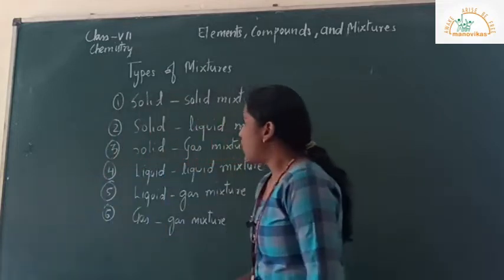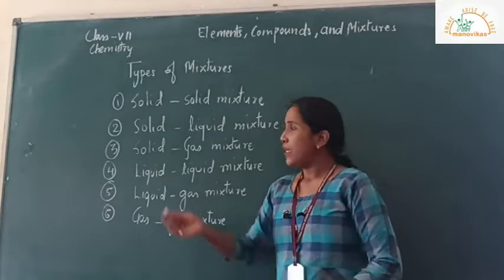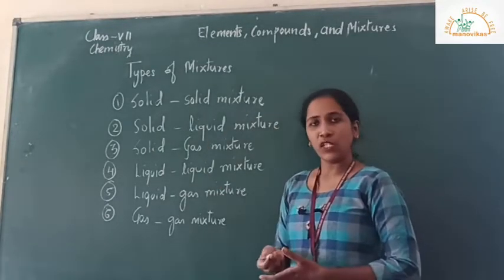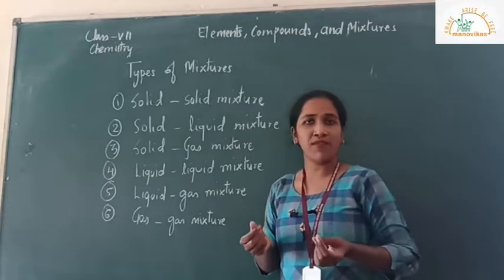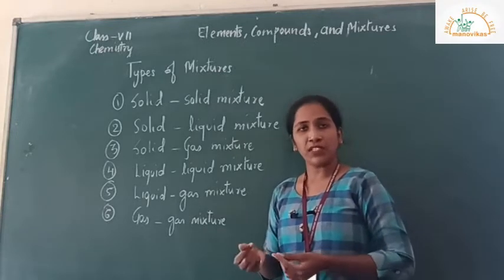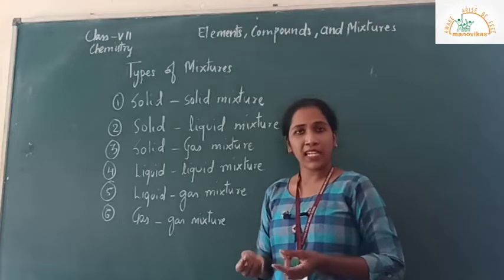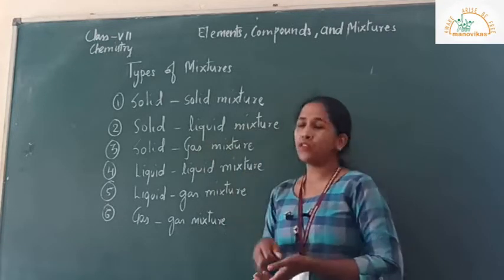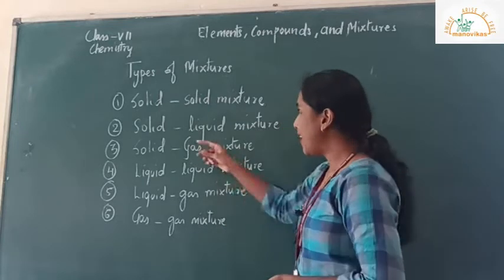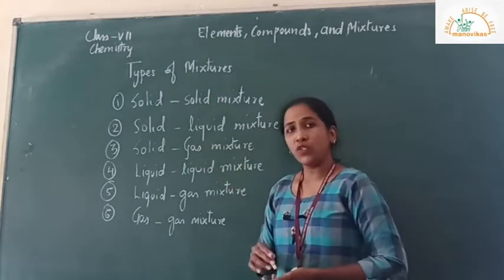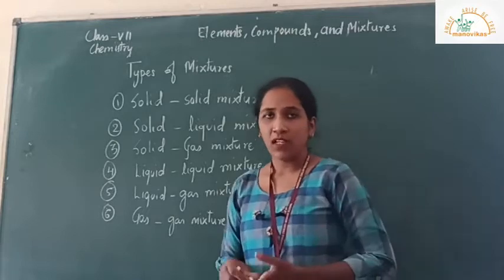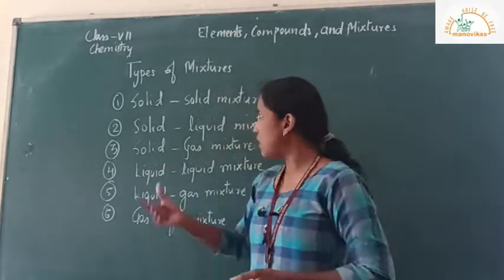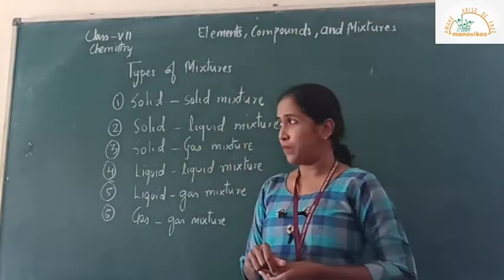Let us take the first one, solid-solid mixture. In this solid-solid mixture, both the components are in the solid state. So we can see the small stones that are found in rice. Even during construction, we need sand, and that sand contains gravel. So that is a solid-solid mixture. Second is solid-liquid mixture. You can take water and add salt to it. So salt and water is a solid-liquid mixture.